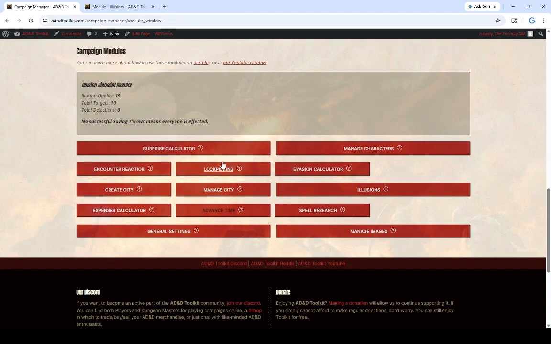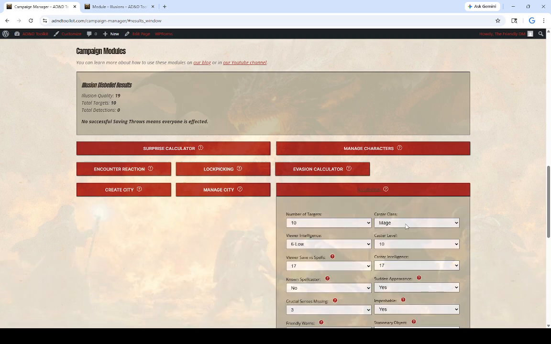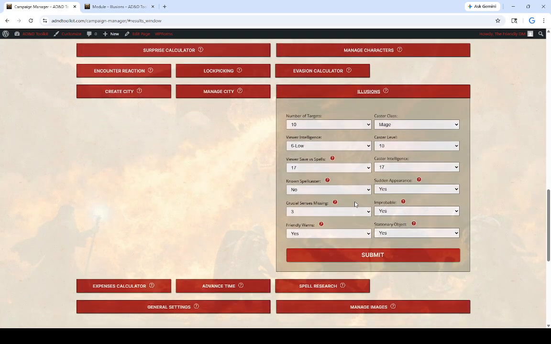And then it's going to give me the results in our results window like every other module does. The illusion quality is a 19 out of 20. Total targets were 10. None of them detected it because the image quality was so good and all the other factors. And so no successful saving throws means everybody's affected. And if this was a red dragon above them that was breathing fire, all the kobolds are going to take damage from that. So that is how this illusion module works.